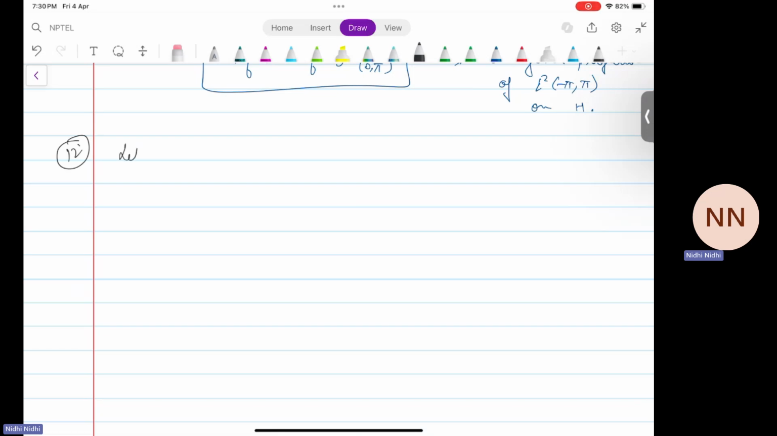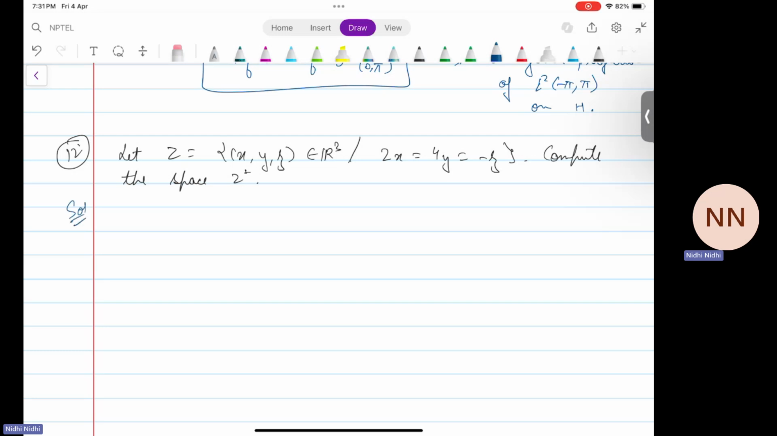Let Z be the space of all those points in R3 such that 2x equals y, and z equals minus 4y. Compute the space Z perp, that means the orthogonal complement of Z. We know that for every x belonging to Z perp, the inner product of x with z is equal to 0 for every z belonging to Z.